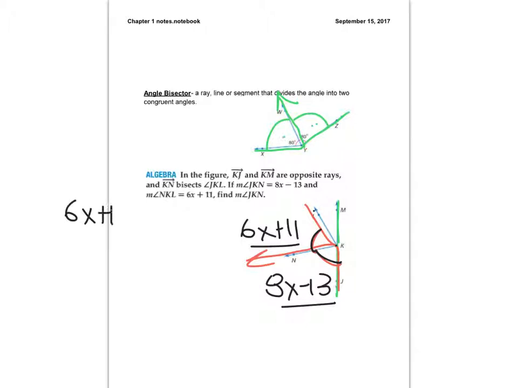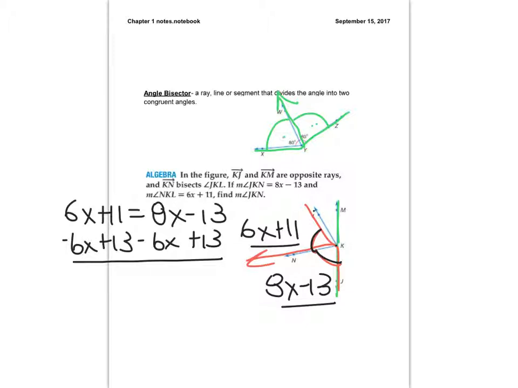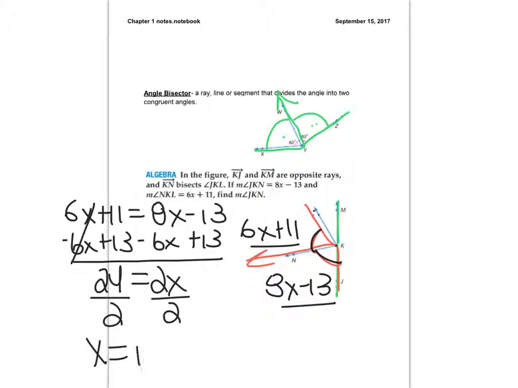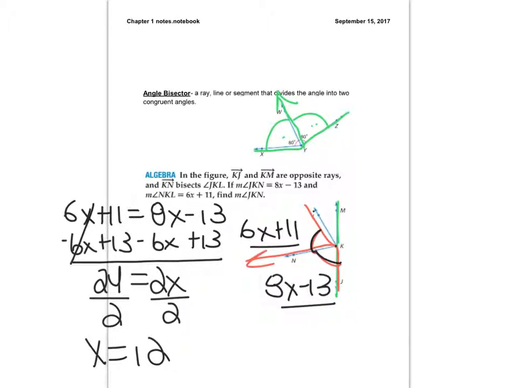6x plus 11 equals 8x minus 13. I subtract my 6x, subtract my 6x, and I'm actually going to do this in the same step. Cancels. 24 equals 2x. X equals 12. So now that I know the value of x, I'm going to substitute it into the two expressions.